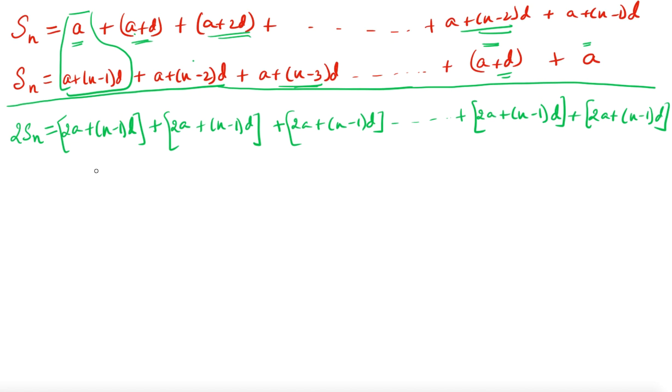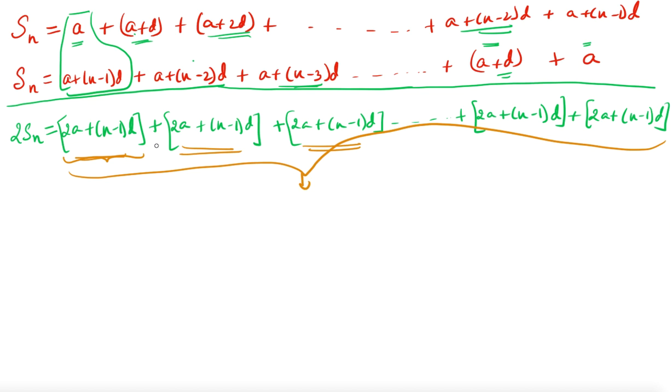Now the question for you is, can you tell me how many times I will get this value? Here also I have 2a plus (n minus 1)d, 2a plus (n minus 1)d, up to the last. So how many such values will I have? Can you tell me? Yes, you are correct. The total number of such same terms that I'll get will be equal to the total number of terms in my progression, which is equal to n. So each term gets repeated n number of times.